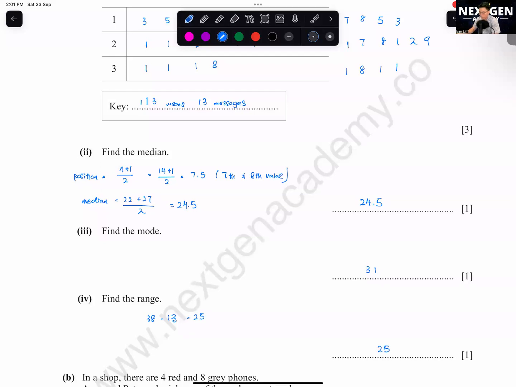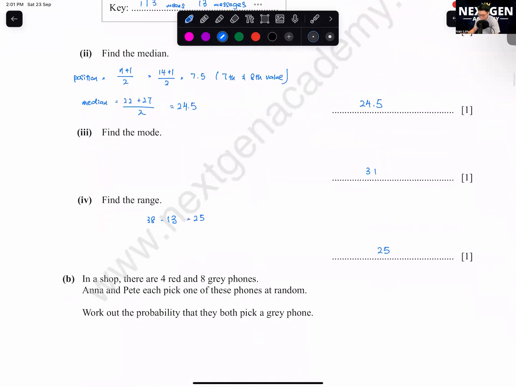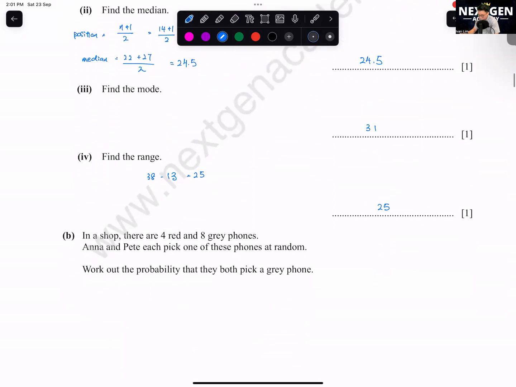Okay, next one. In the shop, there are 4 red and 8 gray phones. Anna and Pete each pick one of these phones at random, right? Work out the probability that they both pick a gray phone. Okay, so how many gray phones? You got 8 gray phones. Total, you got how many? 4 plus 8, which is equal to 12, okay?